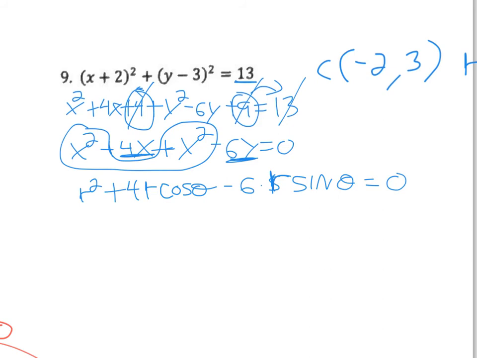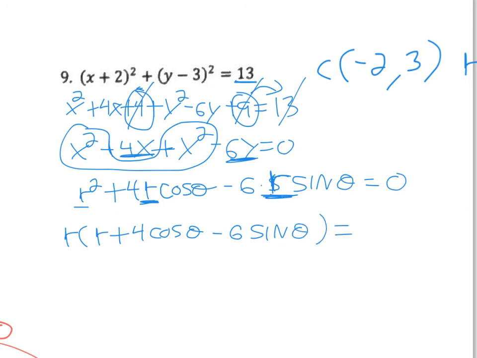All right, now that looks a little bit ugly, but just like the last one, what's common is I have at least one r in all 3 of these terms. So in order to solve for r, we're going to factor out an r. And on the inside, we're going to get r plus, well, this r is going to go away, so it's going to be 4 cosine of theta minus, this r is going to go away, so it's just going to be 6 times the sine of theta equals 0. Okay, and then when we solve for it, see how we have this r equals 0? That's going to correspond to a point on the circle that's going to go through the origin.